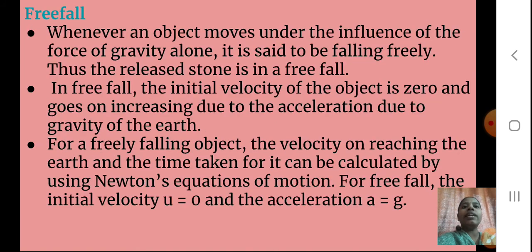Okay, now the next part we are going to see is free fall. Now what is this, students, free fall?